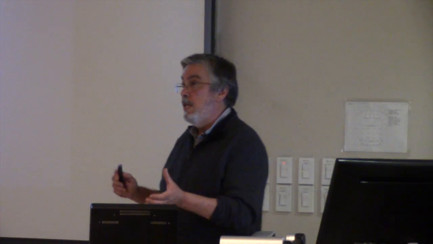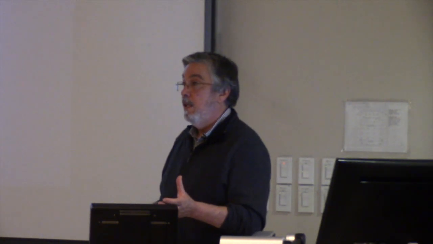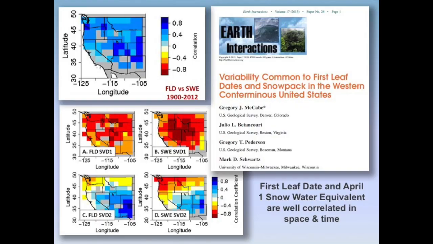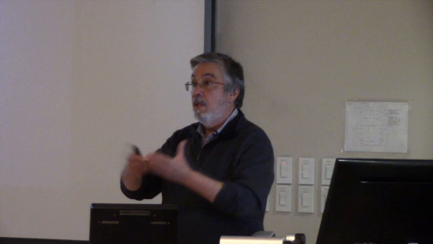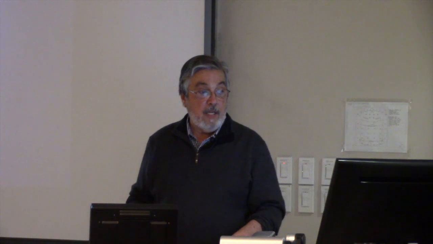So we can also see how things that are related are correlated in space and time. For example, the variability in first leaf dates from the spring index, and then April 1st snow water equivalent, and the patterns are all consistent and very well related. If you can predict one, you can predict the other. We can do this at the continental scale now with these reanalysis products that are continuous surfaces across the continent and across the world. So we can now plot this stuff out.